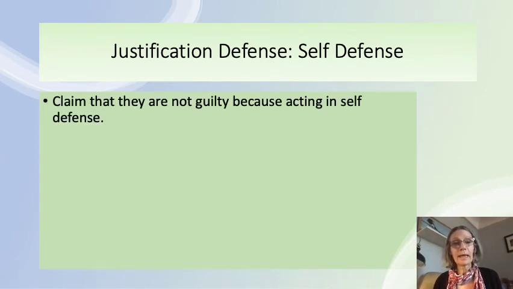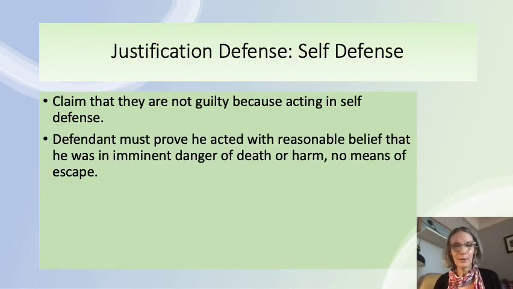In self-defense, the claim is that you are not guilty because you were acting in self-defense. That's why it is called self-defense. And so it's a justification because it's like, hey, anybody in my circumstance who felt like their life was in jeopardy would have taken actions in order to defend themselves. Now, to claim self-defense, there are certain things that the defendant needs to prove. The defendant must prove that he acted with reasonable belief that he was in imminent danger of death or harm and that there was no means of escape, like that they tried to retreat and get away and they couldn't, and so then they had to take action.